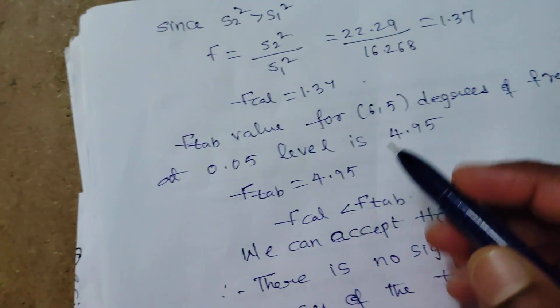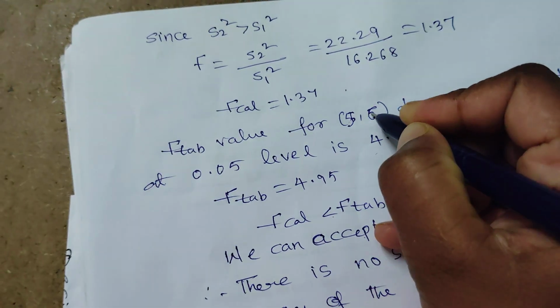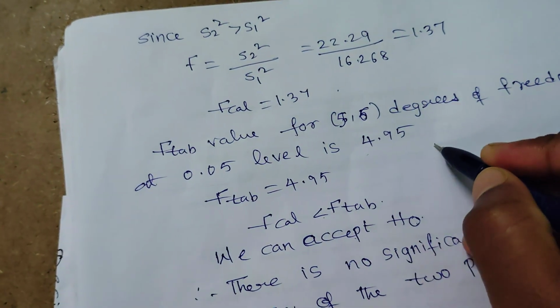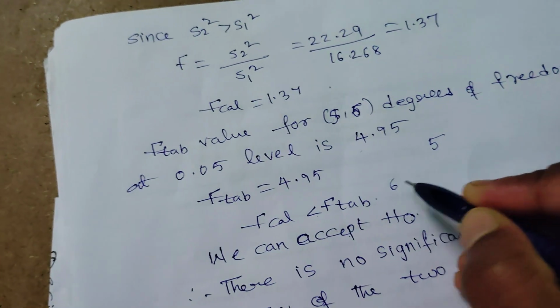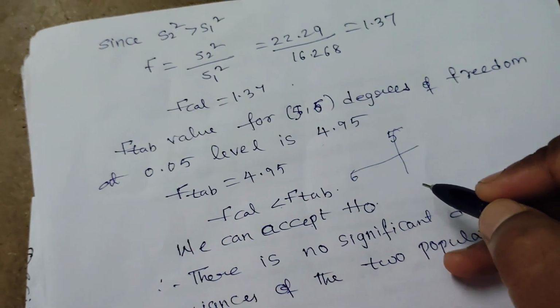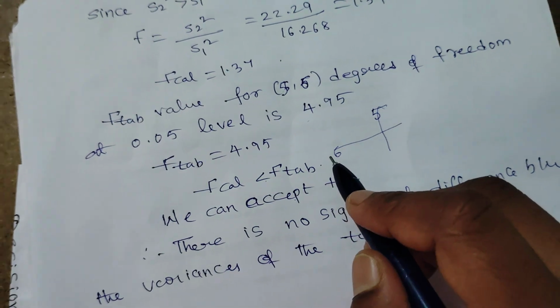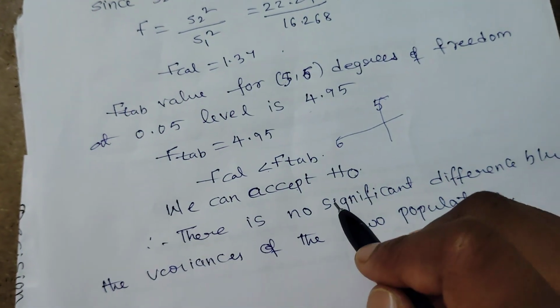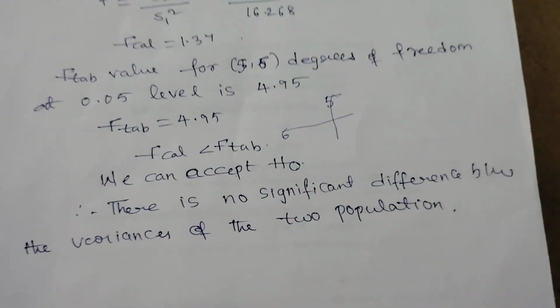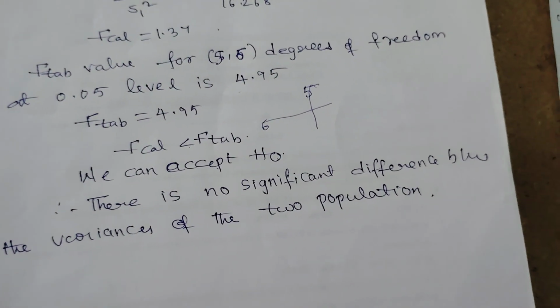One more here: v1 value is 5, v2 value is 6. So row wise we take 5 here, and 6. The intersection point of these two values is our table value. Here F calculated is less than F table, so we can accept H naught. That means there is no significant difference between the variances of the two populations, nothing but the two methods.